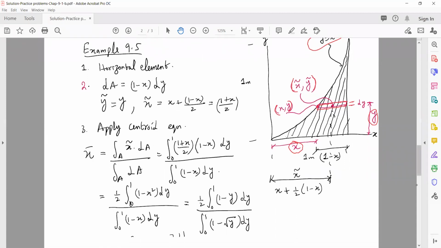We need to do a little more for this horizontal element. You know that from this point till this point, the distance is 1. Now we are taking this as x, so what is this? The balance length of this area is 1 minus x, right? So this is 1 minus x. Now what is x bar? This x bar is the x coordinate of the centroid of this element. Okay, so let's do that.